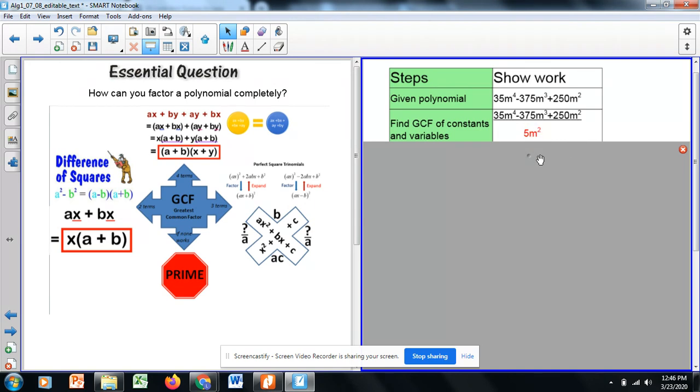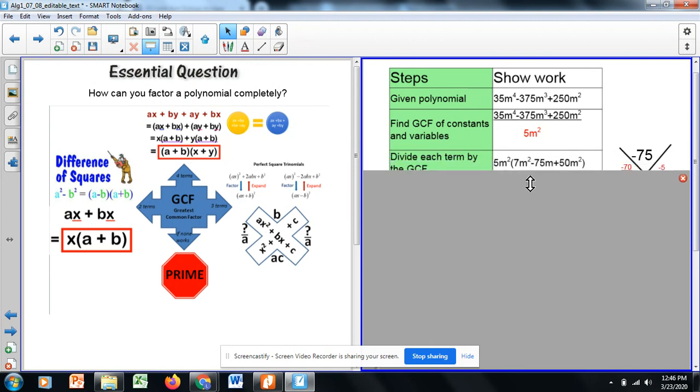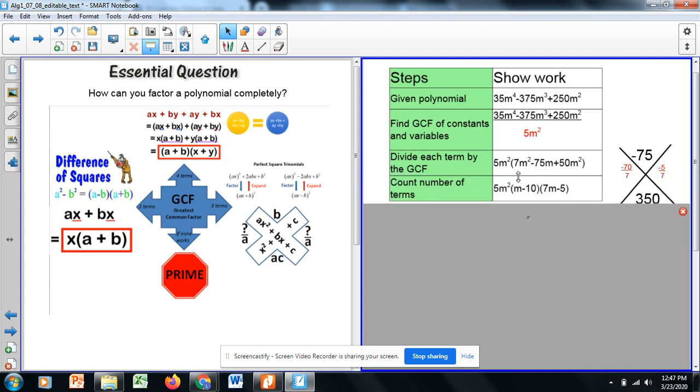So what are we going to do with the 5m squared? We're going to divide each term by the greatest common factor. So if you divide these by 5m squared, you will get 7m squared minus 75m plus 50m squared. And then after that, you have to determine by using your graphic organizer what next method you will use. How? You have to count the number of terms. And since there are 3 terms here, you have to either do a perfect square trinomial or an X method.